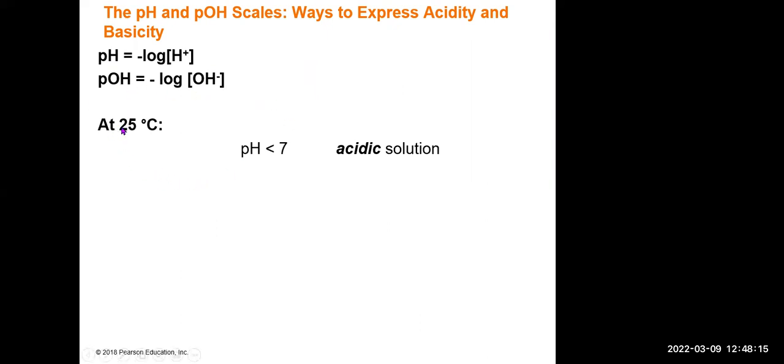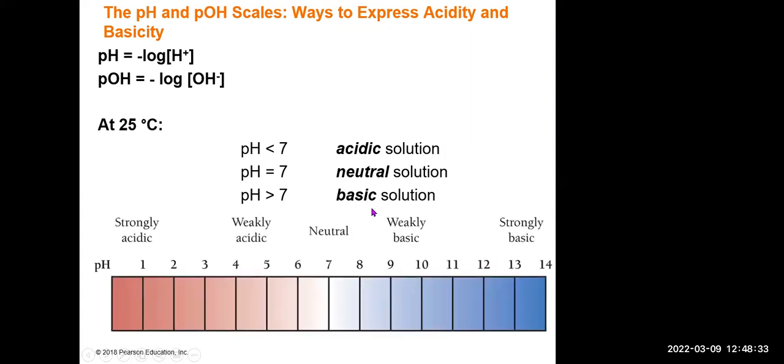Also, at 25 degrees Celsius, if the pH is less than 7 for a solution, then you have an acidic solution. If the pH equals 7, that means you have a neutral solution. If the pH is larger than 7, then the solution is basic. Therefore, the pH scale makes the comparison much neater and easier. Typically, the pH value is from 0 to 14. If you compare the numbers for the H plus molarity, you will see a huge range, which is not convenient.